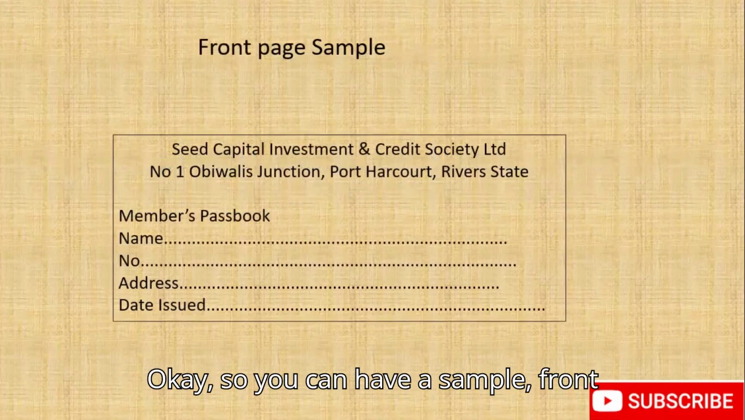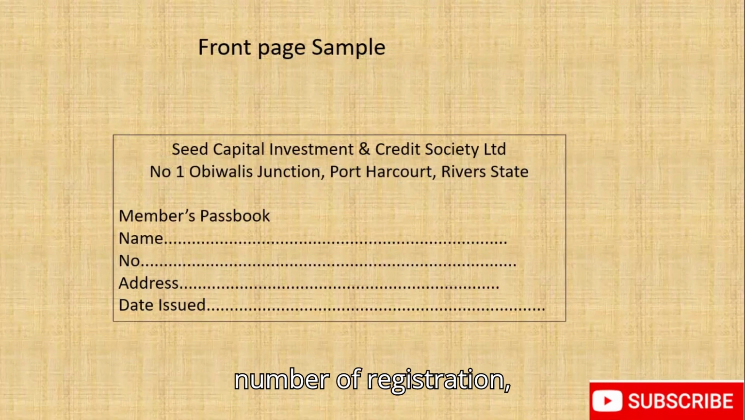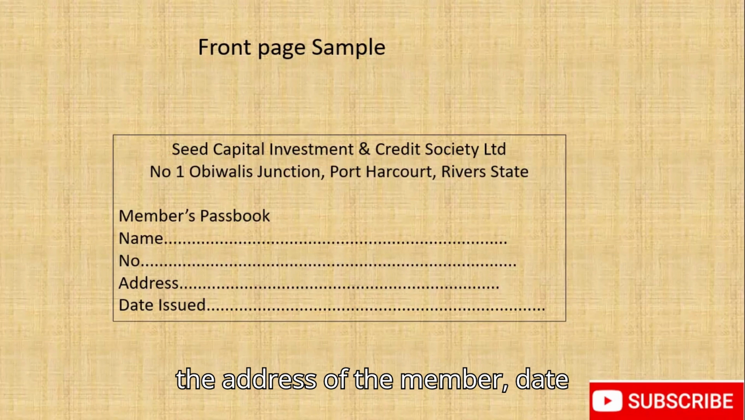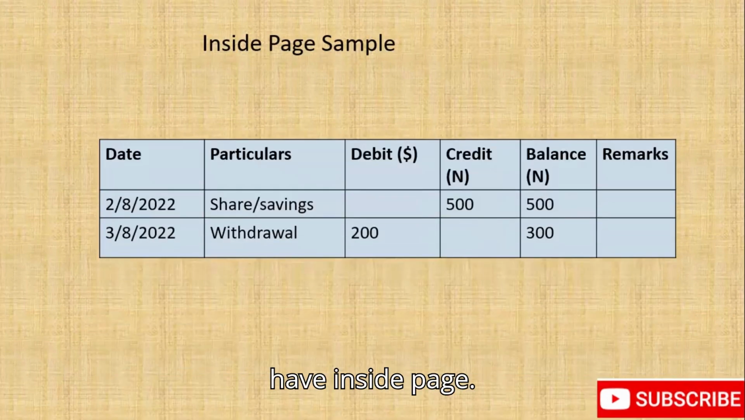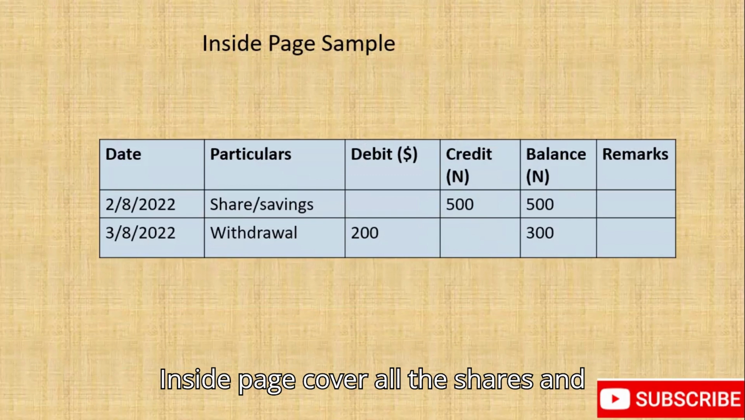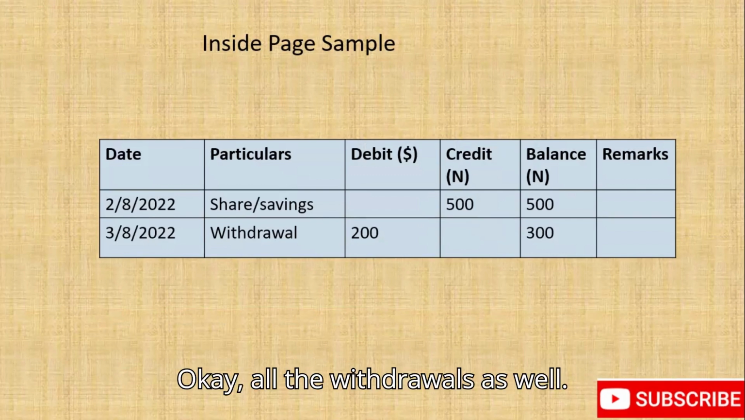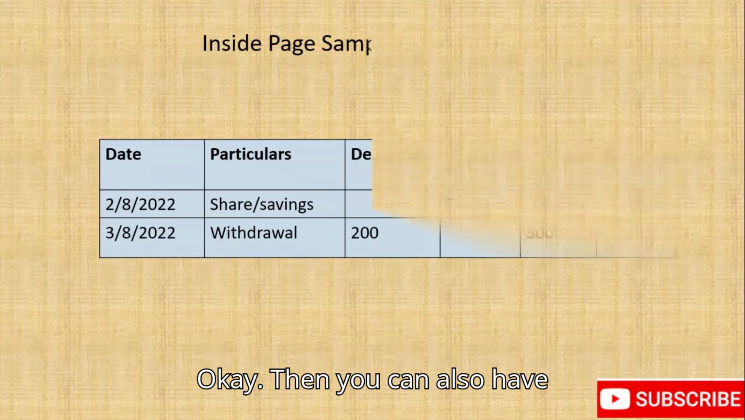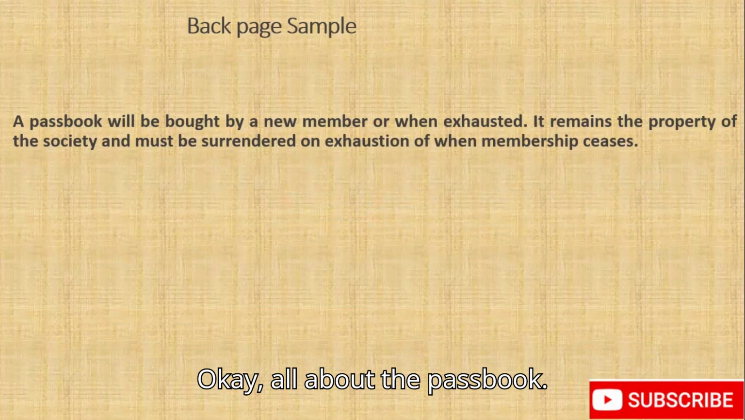You can have a sample front page, where you have the name, the registration number, the address of the member, and the date the passbook was issued. Then you can have inside pages covering all the shares and services paid by the member, and all the withdrawals as well. Then you can also have a back page sample, which states the instructions about the passbook.